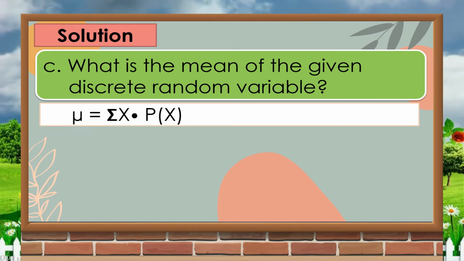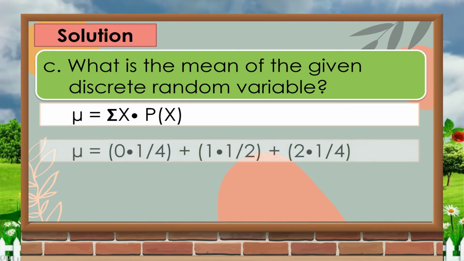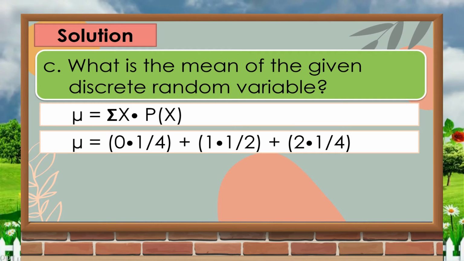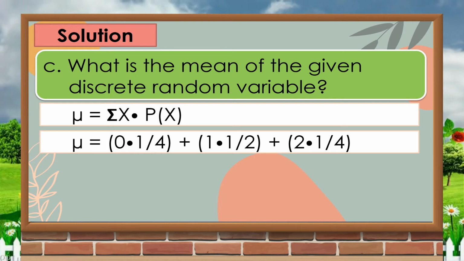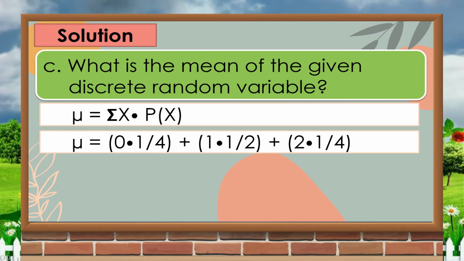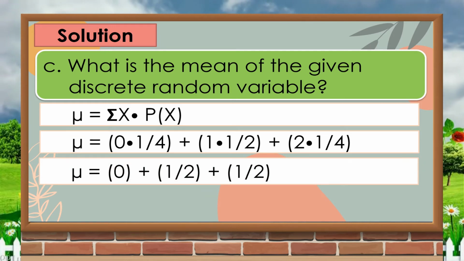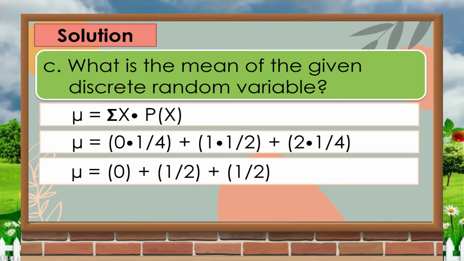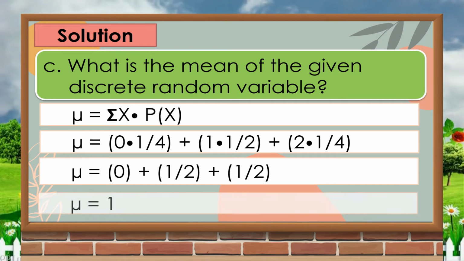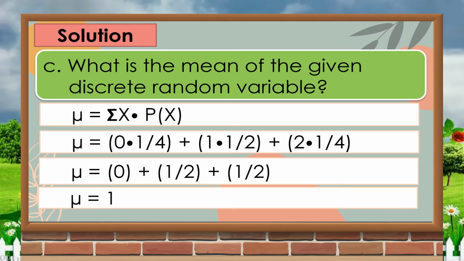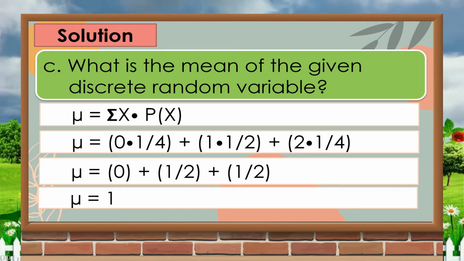all. Substituting the formula, we have mu is equal to the quantity of 0 times 1/4 plus the quantity of 1 times 1/2 plus the quantity of 2 times 1/4. Simplify it further, you have mu is equal to 0 plus 1/2 plus 1/2. Then combining all, add it all, we have mu is equal to 1. So the mean is 1 implies that the average number of red balls that can be picked is 1.